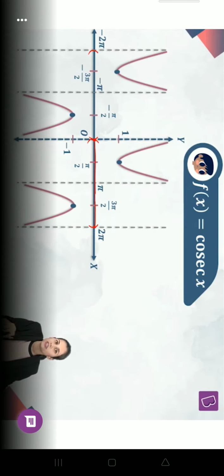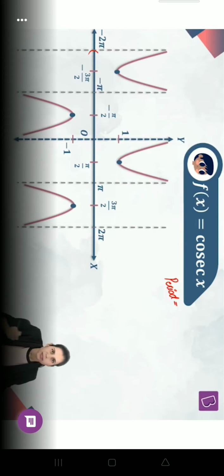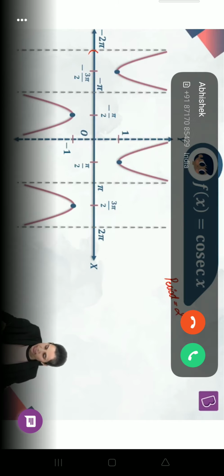Okay, let's move ahead and talk about the secant function. Okay, then we know that sec is nothing but reciprocal of cos, right? And 1 upon something is defined only when this something in the denominator is not equal to 0. That means what do we get? That sec is defined only when cos is non-zero.